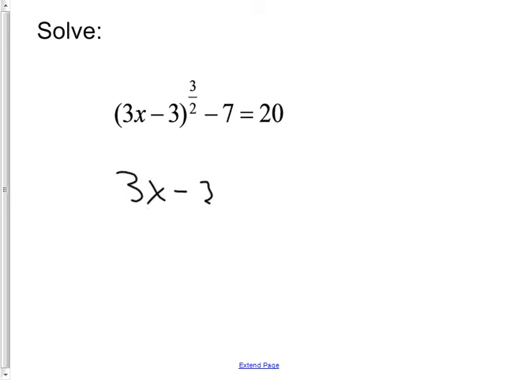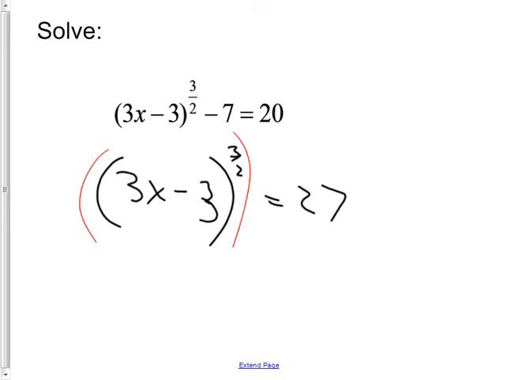3x minus 3 to the 3 halves equals 27. Now I'm going to put both sides to the power of what? 2/3. Does that cause the root thing? Like, does it cause the absolute values, plus and minus, all that stuff, or not? No, because it's what kind of a root? This is a cubed root. Any odd roots, they don't give us trouble. All right. So 3x minus 3 equals, cube root of 27 is 3, and then 3 squared is 9.